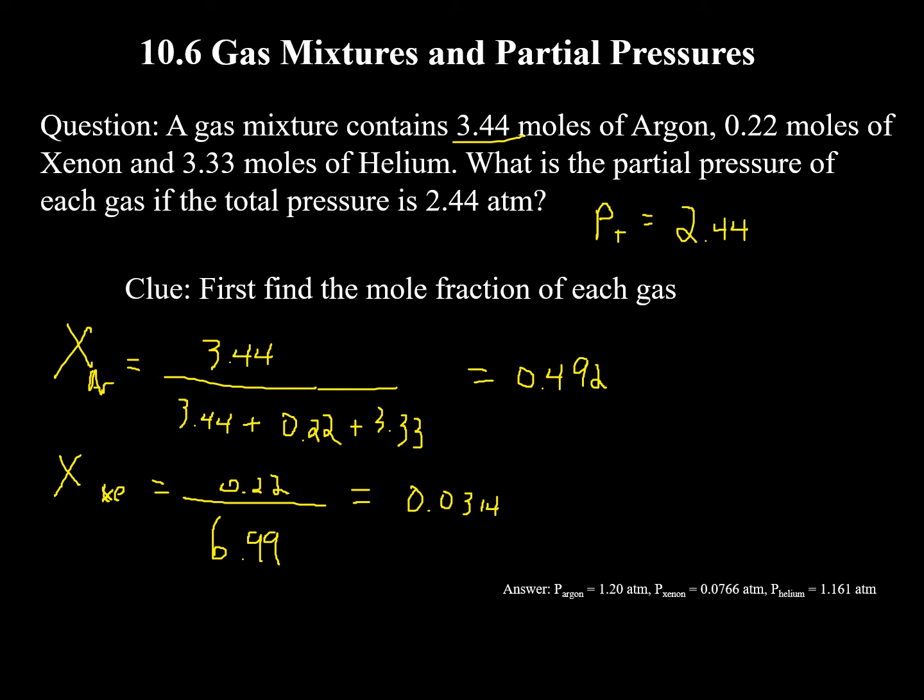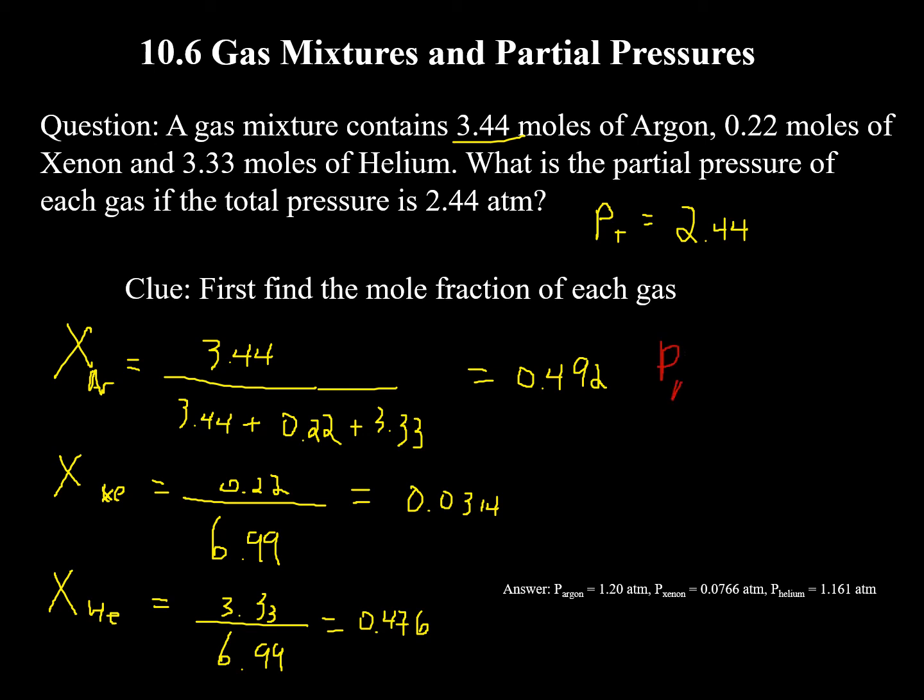And we do the last one. Let's find the mole fraction of helium. X of helium equals 3.33, got that from the question, divided by 6.99. And this comes out to 0.476. So we have the mole fractions of each one. Now let's find the partial pressures of each gas.